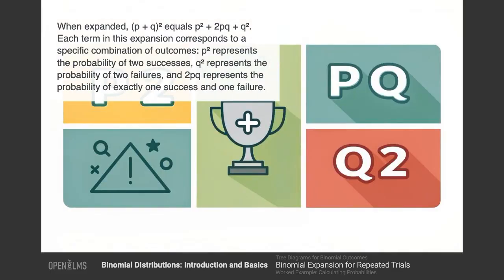When expanded, (P + Q)² equals P² + 2PQ + Q². Each term in this expansion corresponds to a specific combination of outcomes. P² represents the probability of 2 successes, Q² represents the probability of 2 failures, and 2PQ represents the probability of exactly 1 success and 1 failure.